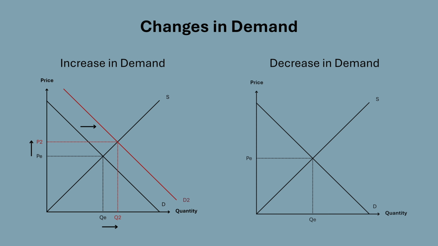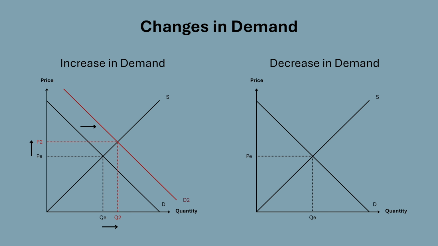Let's now look at a decrease in demand. A decrease in demand is this time a shift of the demand curve to the left. So shifting the curve to the left means that it is decreasing. This results in a new equilibrium price and quantity, P2 and Q2, which is at a lower price than the original and a lower quantity than the original.